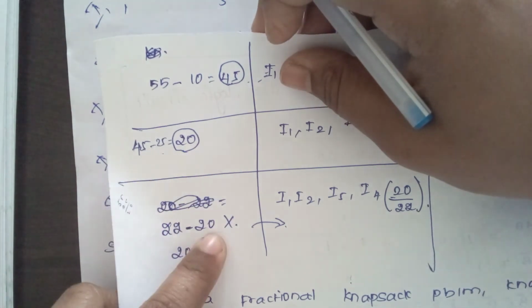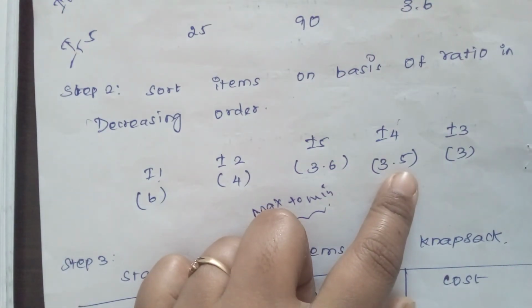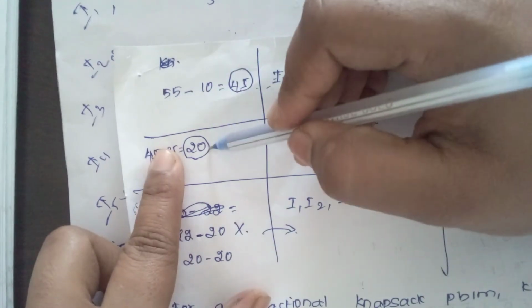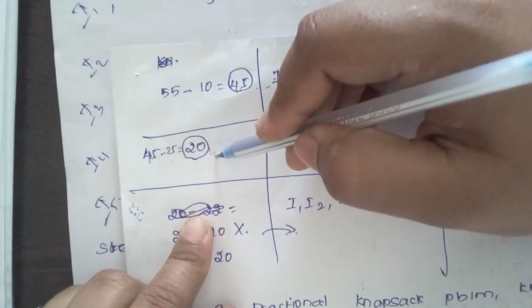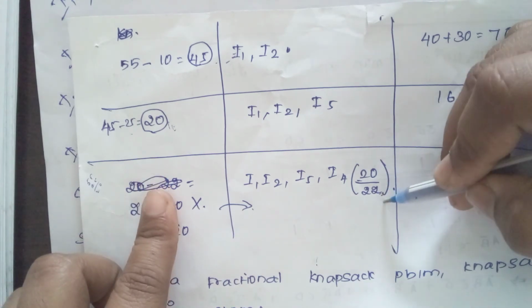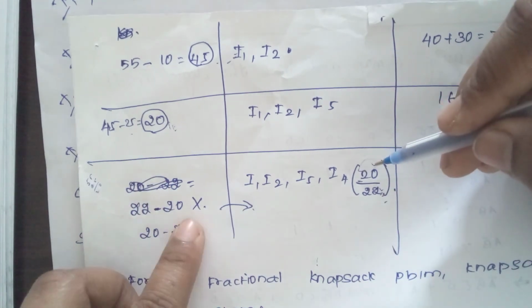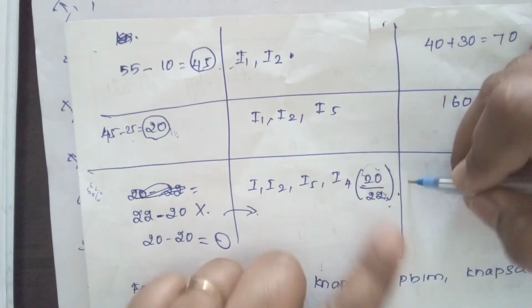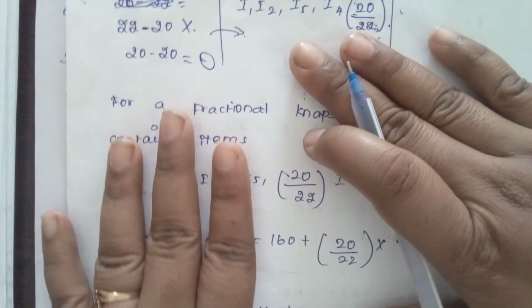After that, 20 remaining weight is there. Okay, next one is 3.5, that is the fourth object. See, 22 is there, but the remaining weight is only 20. So I am taking only 20 out of 22. That means 20 minus 20, it becomes 0. Okay, I am solving like this with the fractional method. This is the fractional method.